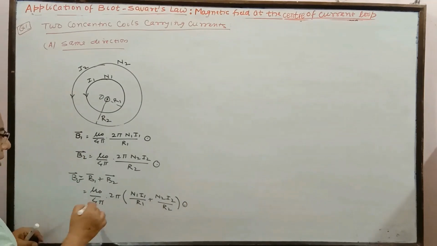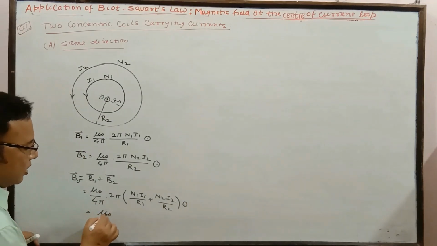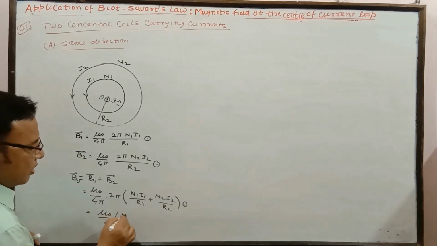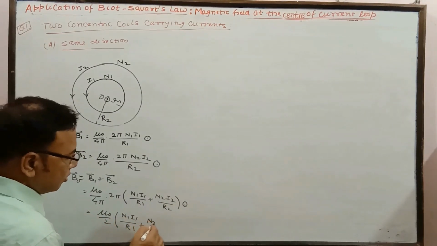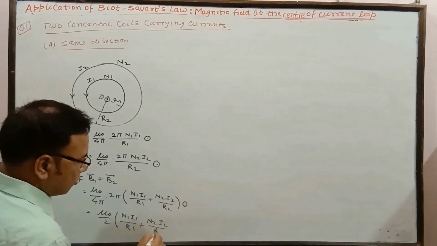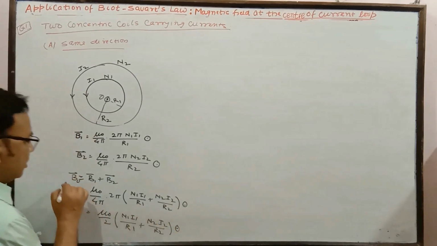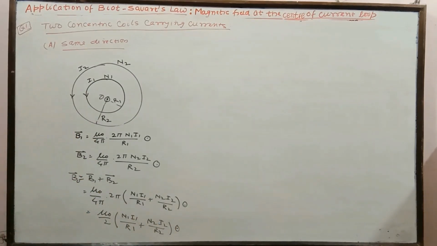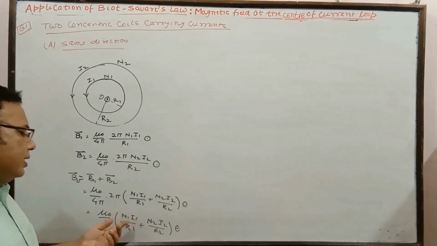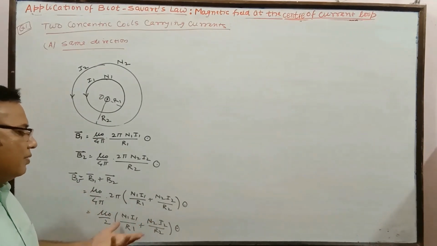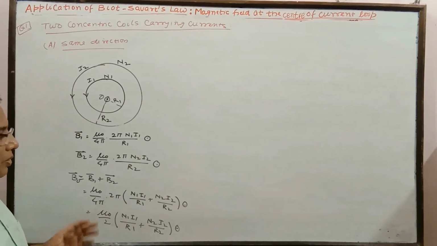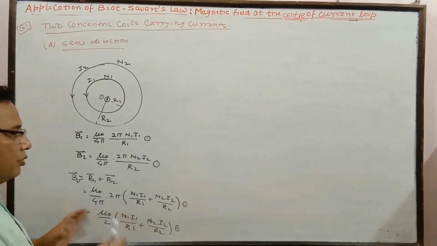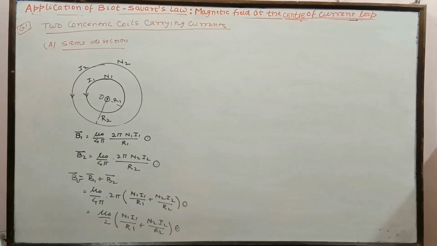So you can write this as mu naught divided by 2 into n1 I1 upon r1 plus n2 I2 upon r2. So this is the formula you can find out. If all things are alike, n1 n2 same, you can take out; I1 I2 same, R1 R2 same, or different, it is up to us. Whatever the given condition, accordingly you put in the values and take out the result.